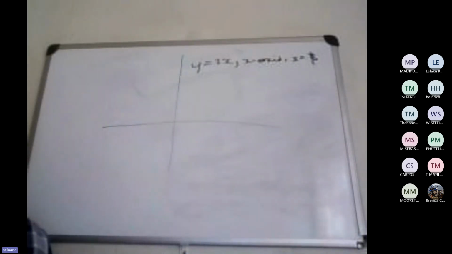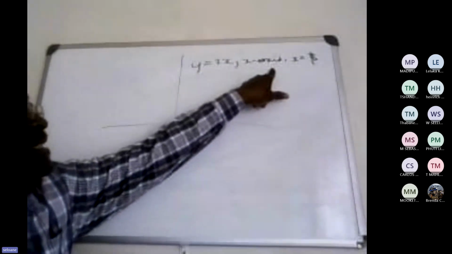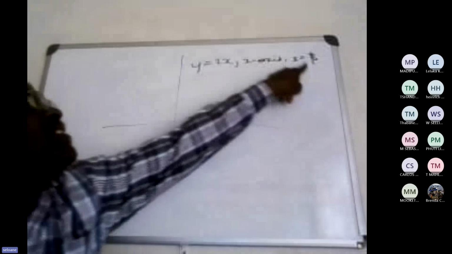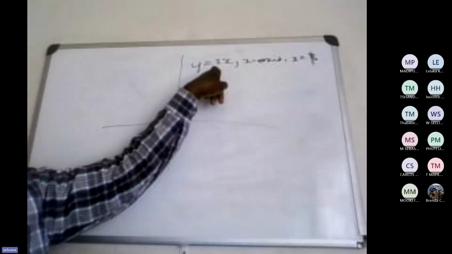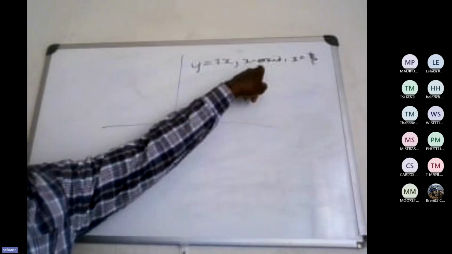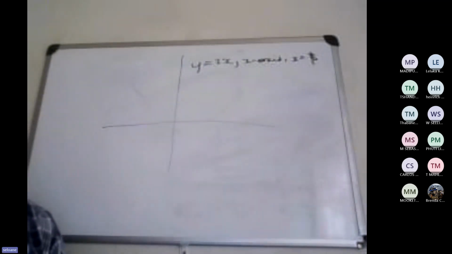Can you sketch that region? y equal to 2x, the x-axis and x equal to 3. This is going to be your fence. One of your fences must be 2x, one of your boundaries must be the x-axis, and another boundary must be the line x equal to 3. Can you sketch that region? Because that should be the starting point.